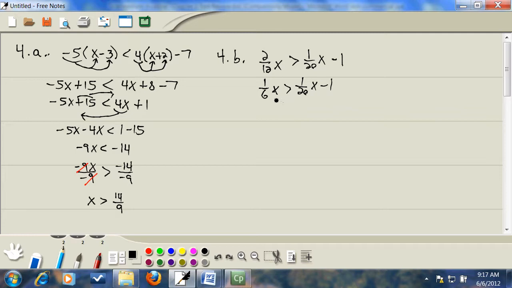First step, get rid of parentheses. Don't have any. Second step, get rid of fractions. Multiply everything by the LCM of all the denominators. And if I look at 6 and 20, 60 is our LCM. So I'll multiply everything by 60.